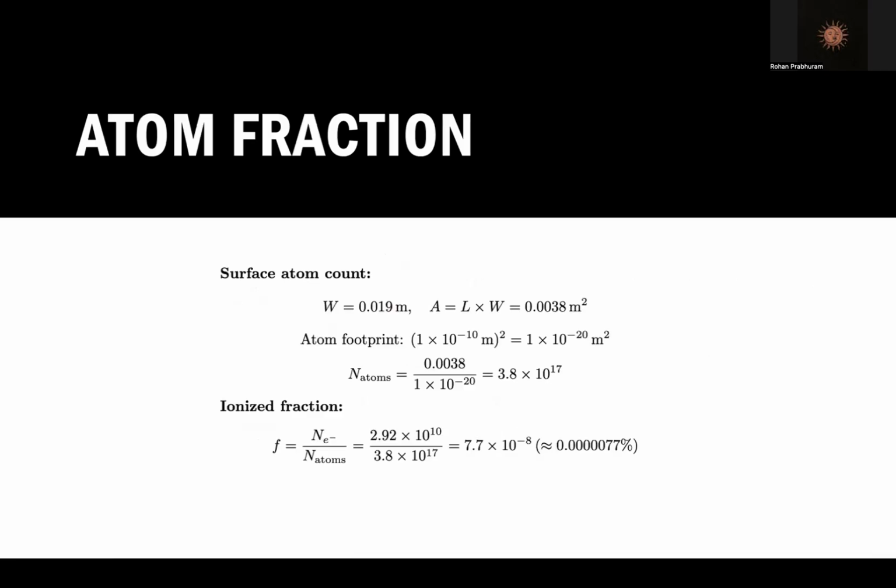To estimate the fraction of atoms that donate an electron, I assume a tape width of 19 millimeters, giving a sticky surface area of 3.8 times 10 to the negative 3 meters squared, with an atomic footprint of 10 to the negative 20 meters squared. The surface contains about 3.8 times 10 to the 17th atoms, and dividing the excess electron count, 2.92 times 10 to the 10, by this atom count gives a fraction of 7.7 times 10 to the negative 8, or 0.000000077%.